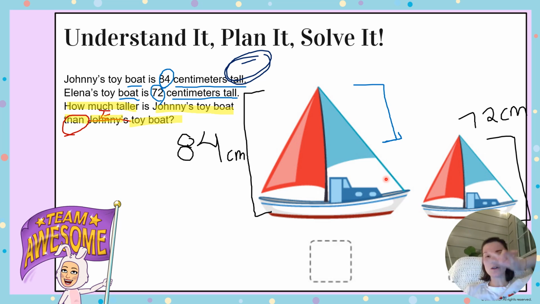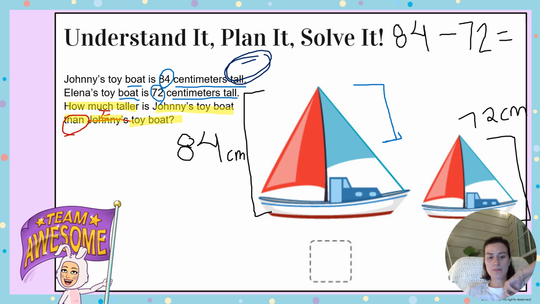And now we can move on to step 2, plan it. So what I do want you to do is write the number sentence that we're going to write to represent this problem. I know that I'm subtracting. I know that I need to write my larger amount first. 84 is going to be written first. Minus 72 equals. Okay? 84 minus 72 equals.